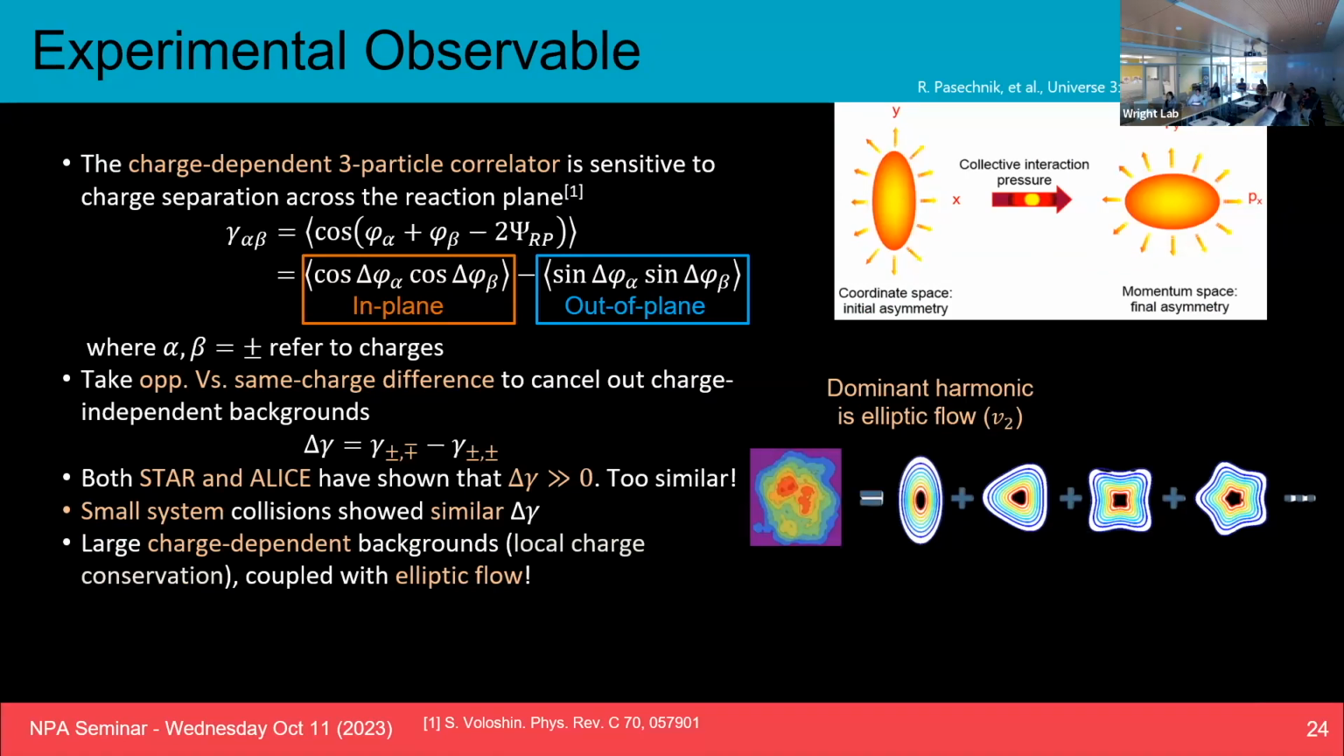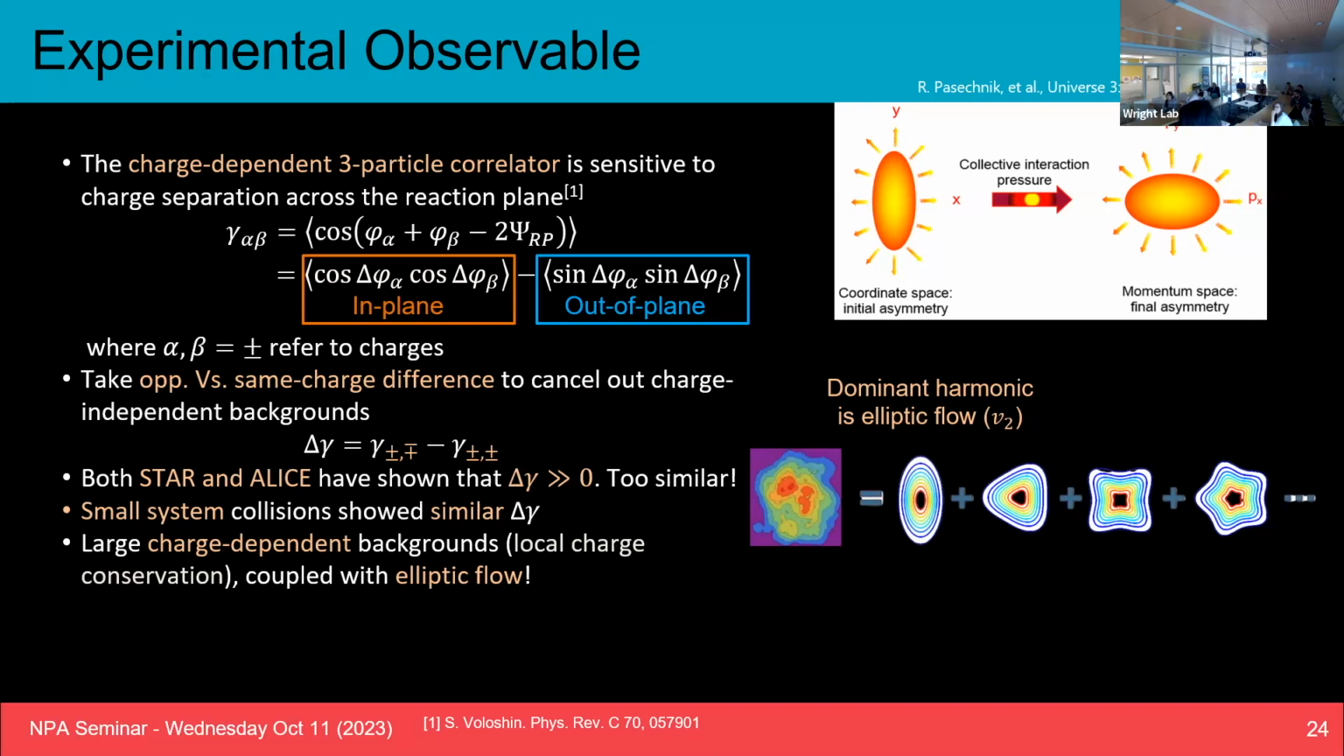And this is what I said before. It's the local charge conservation, coupled with the elliptic flow. And just a bit more detail on what elliptic flow, or anisotropic flow, is. Basically, at the initial stage, you have a pressure that is not the same in all directions, so there is some anisotropy at the beginning. Then you have this expansion, and this translates to momentum space anisotropy. And you can sort of imagine it.